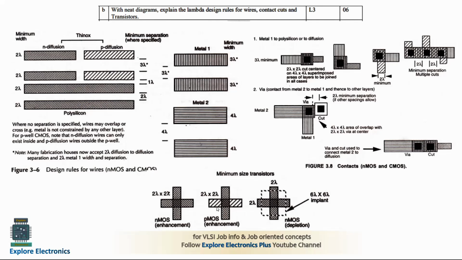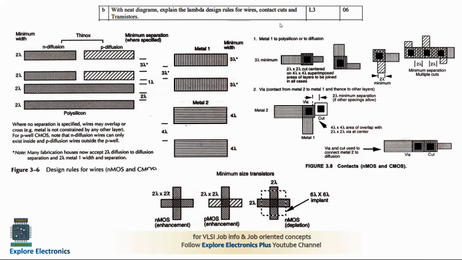Similarly, for the PMOS transistor, you need to take this P diffusion representation horizontally and polysilicon vertically. And if it is a depletion transistor, we know that in the depletion transistor, the channel will already be created. To show that, here is the dashed box indicating an implant, which is the channel representation in a depletion transistor. The channel is already created, and it will be represented with a dotted box like this. It will be of size 6 lambda cross 6 lambda in our layout. And this is for the transistors.